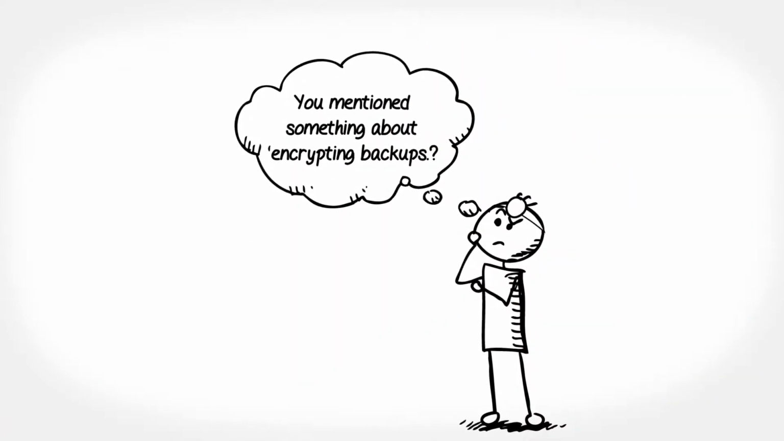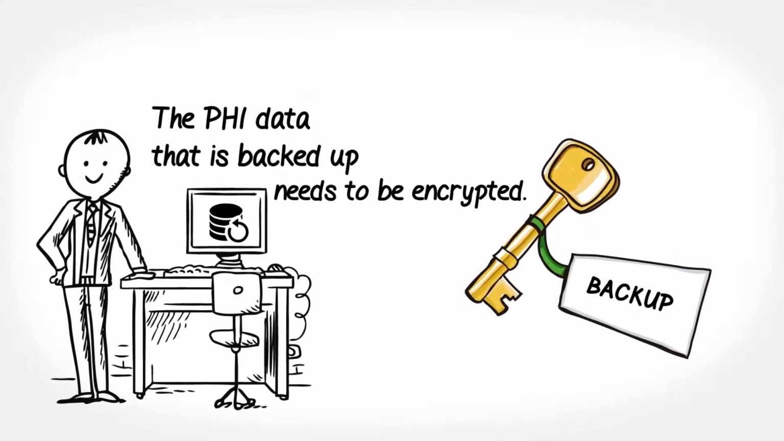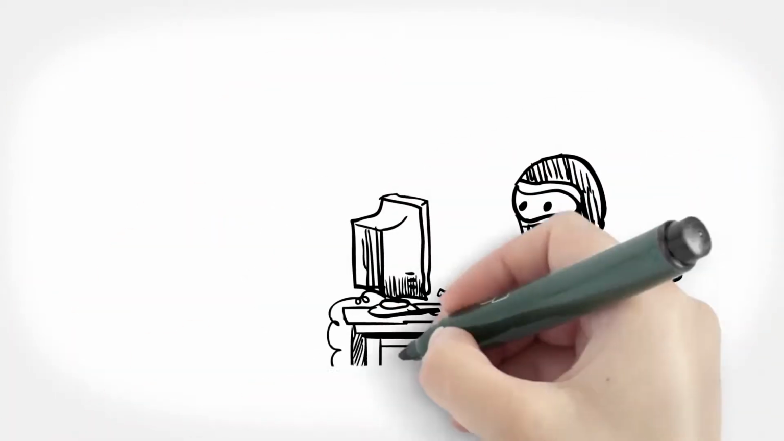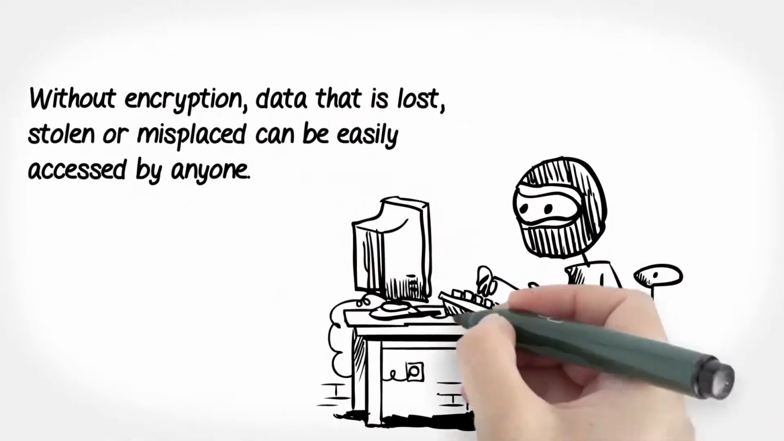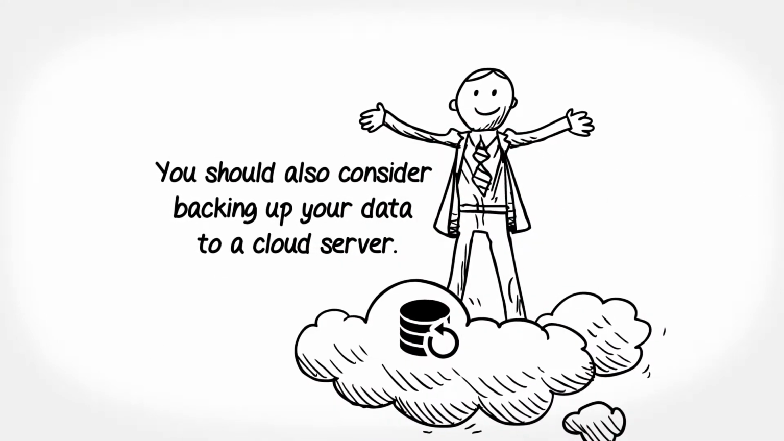You mentioned something about encrypting backups. Can you explain what this means? The PHI data that's backed up needs to be encrypted. Encryption is the equivalent of putting a lock and key on your patient information. Only you and those who have the password should have access to your patient information. Without encryption, data that is lost, stolen, or misplaced can be easily accessed by anyone. You should also consider backing up your data to a cloud server.